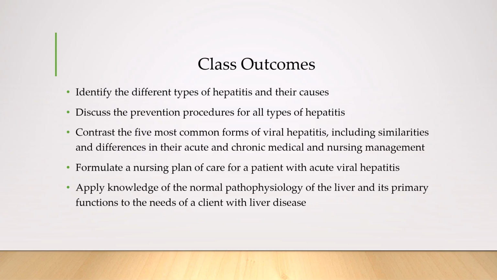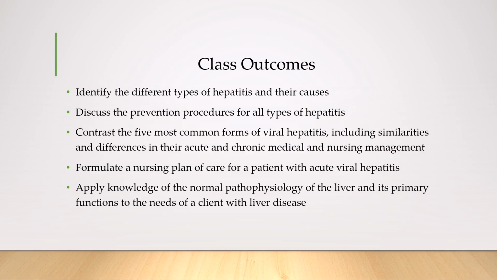contrast the 5 most common forms of viral hepatitis, including similarities and differences in their acute and chronic medical and nursing management. However, ladies and gentlemen, I am only going to address the 3 most common in this class, and that will be hepatitis A, hepatitis B, and then hepatitis C. So although for the class outcomes there are 5 right now, I am only addressing 3. And again, that is going to be hepatitis A, hepatitis B, and hepatitis C.